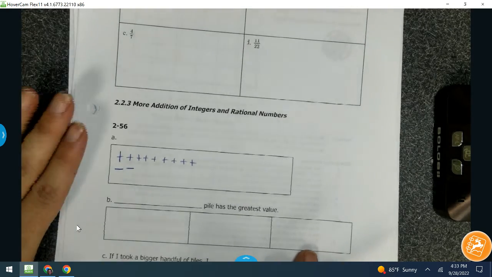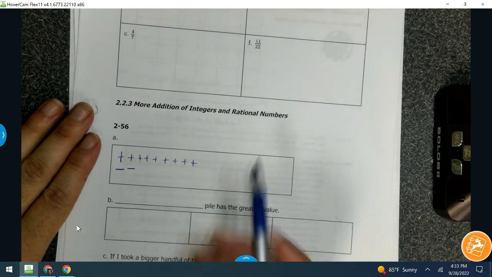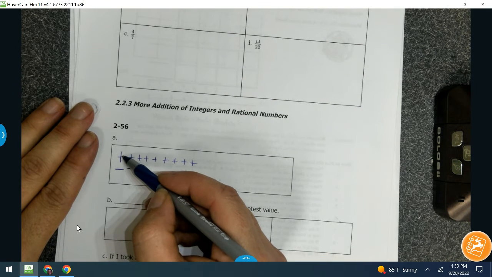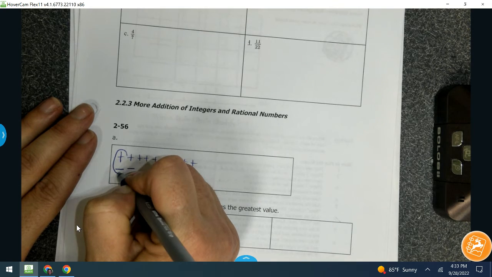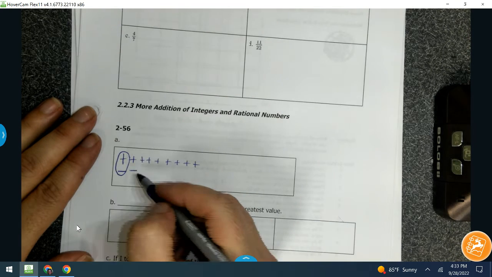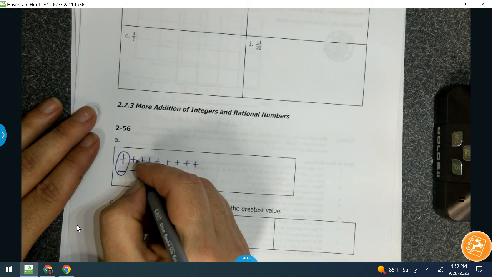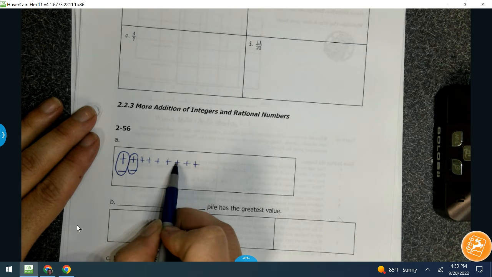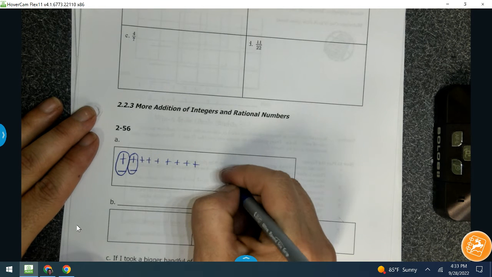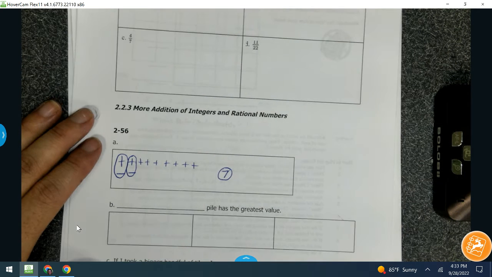Okay. Now what I'm going to do is figure out what value it is. So remember we talked about that a positive 1 and a negative 1 makes a 0. Positive 1 and a negative 1 makes a 0. And so I have 1, 2, 3, 4, 5, 6, 7. So I have a value of 7 for mine.